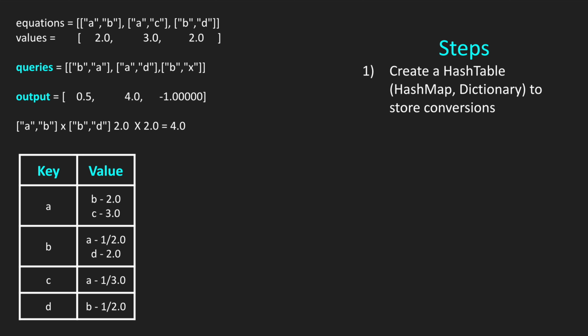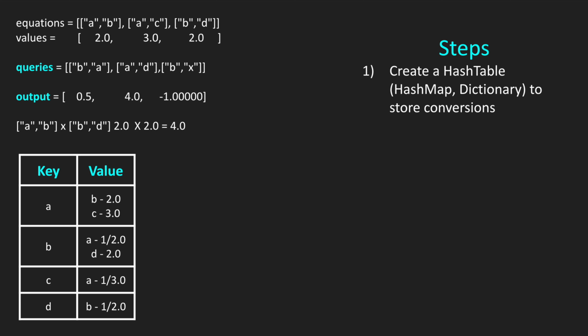So what are the steps for solving this problem? The first step is creating a hash table. In Java it's a hash map, in Python it's a dictionary, to store our conversions. So for example, for a, a to b we have 2.0, a to c is 3.0, and also we have b. For b, converting b to a is 1 divided by 2.0, and b to d, the value of it is 2.0.